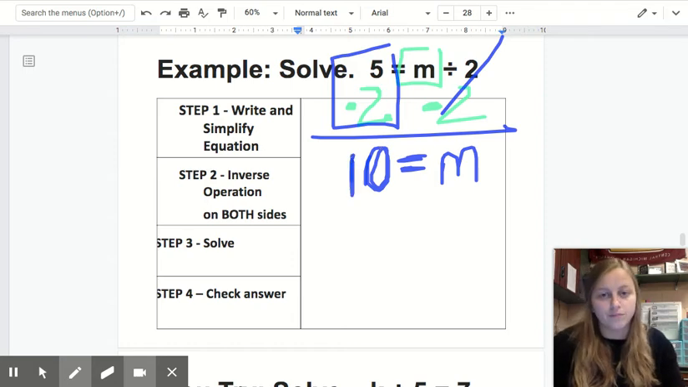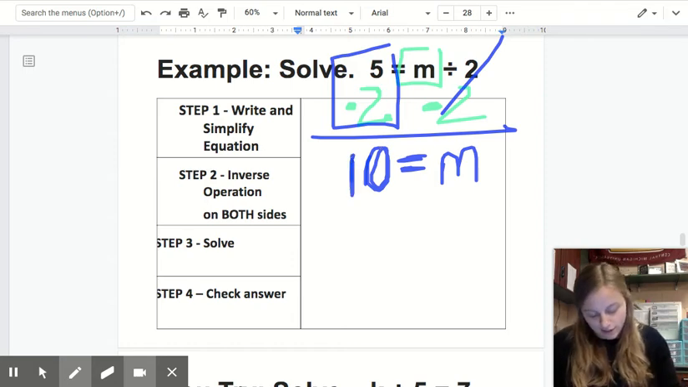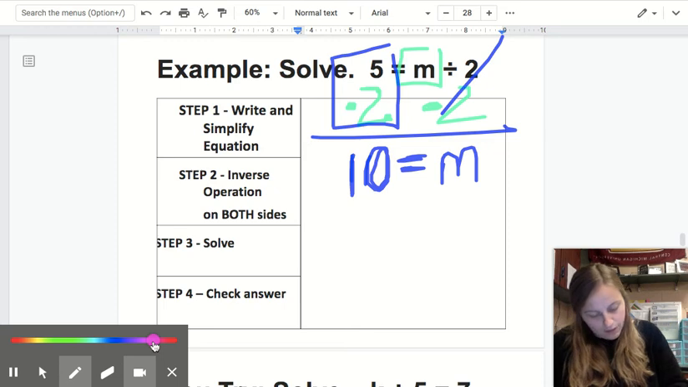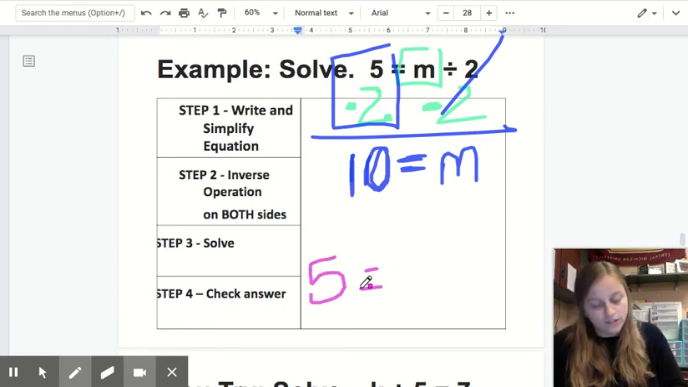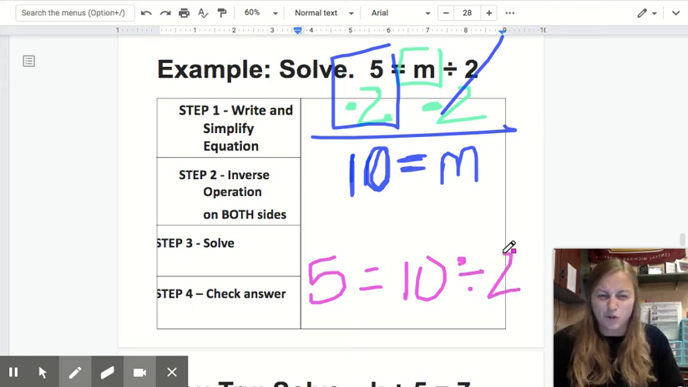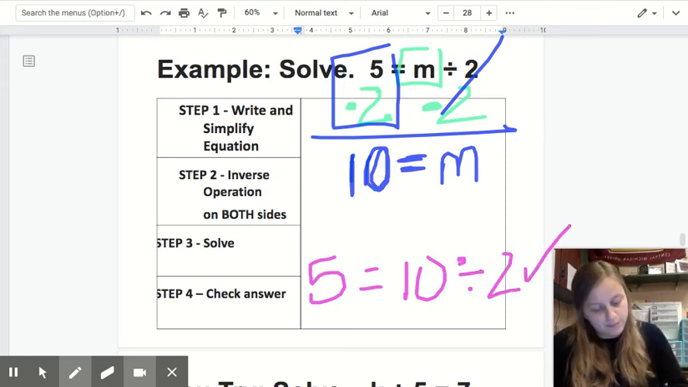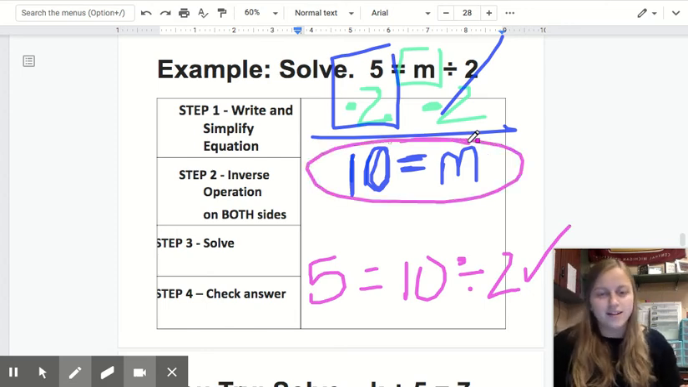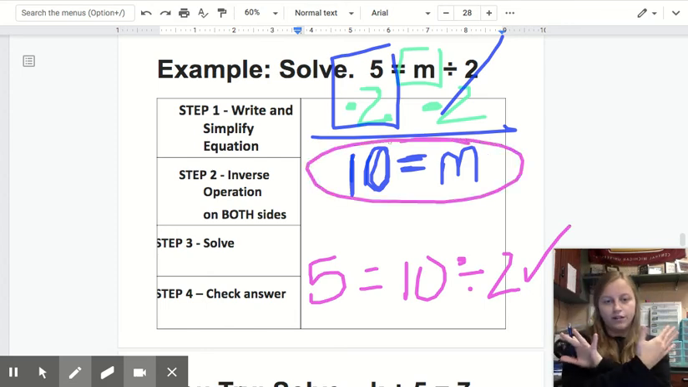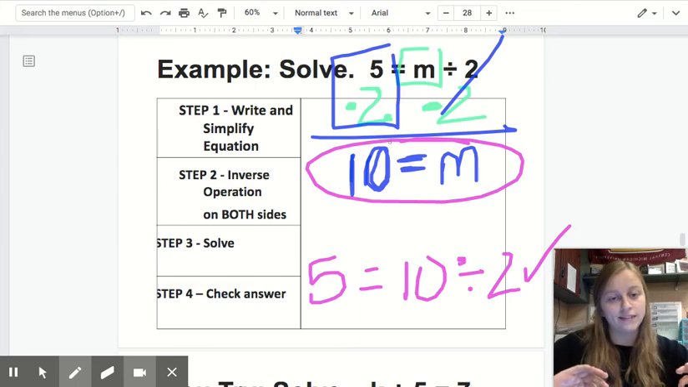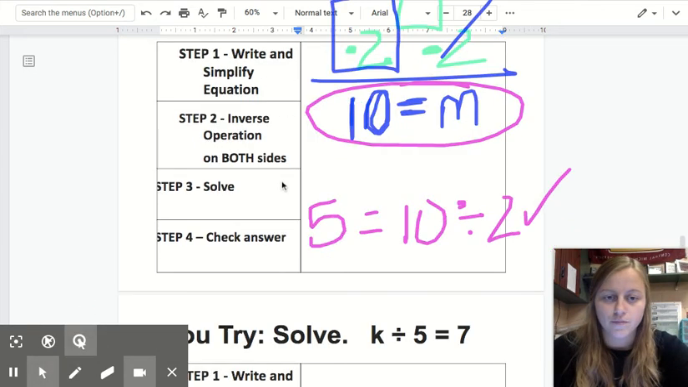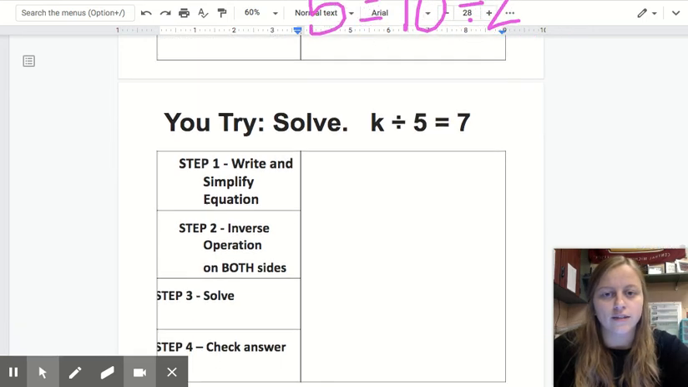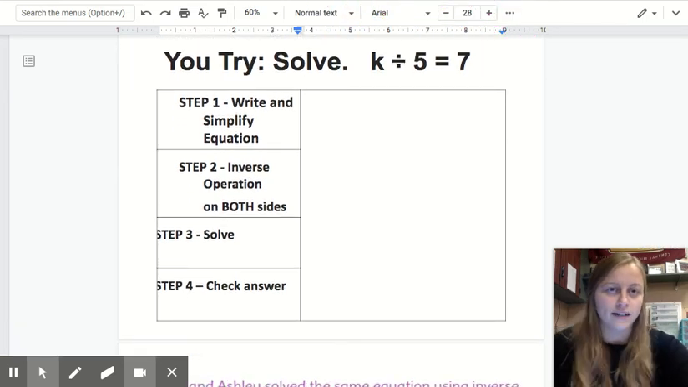Same thing. I can check my answer. My original question was 5 equals m divided by 2. So I say 5 equals 10 divided by 2. Is that true? Yep. I have my final answer. So even though I flipped the equation around on you, you still do the opposite type of math and then solve. Go ahead and you try this one. We'll pause the video while you work.